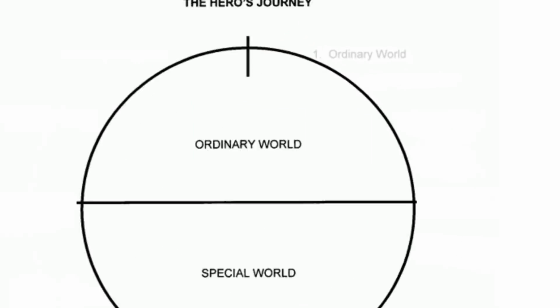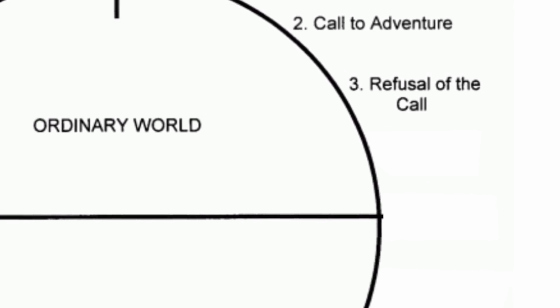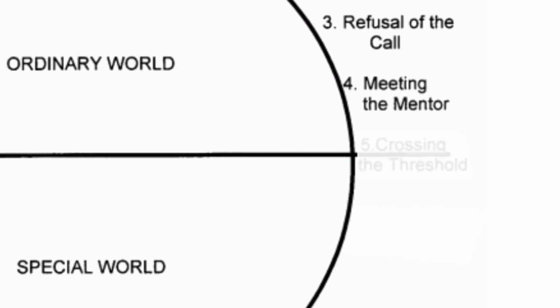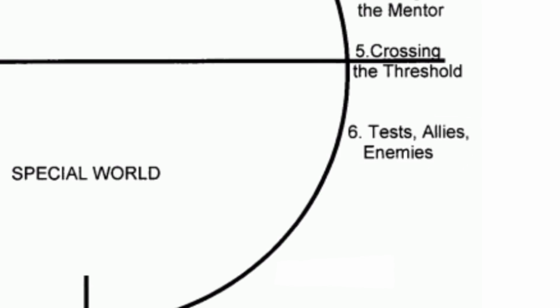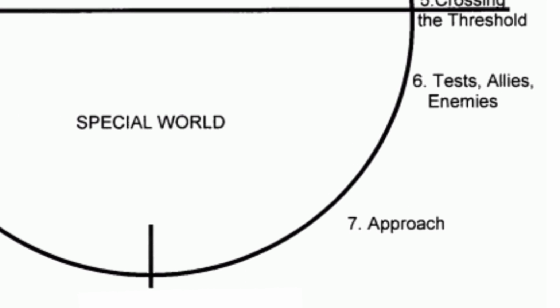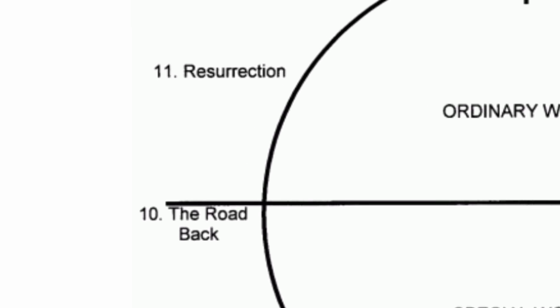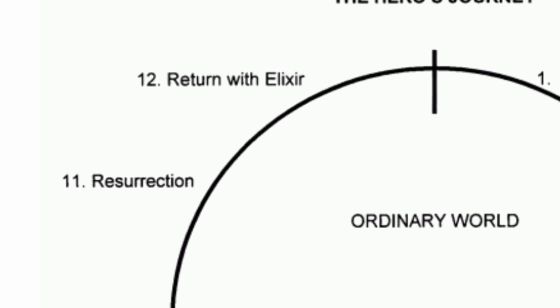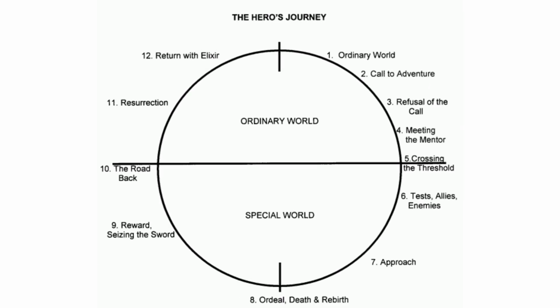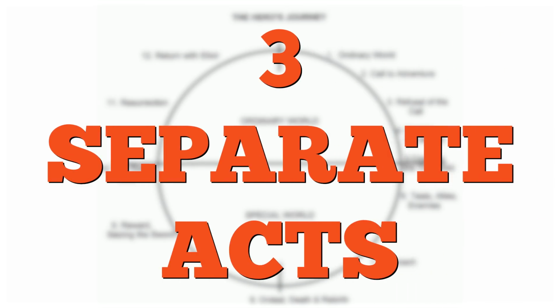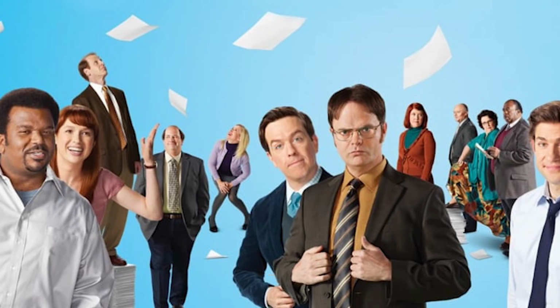These steps would be Ordinary World, Call to Adventure, Refusal of the Call, Meeting with the Mentor, Crossing the First Threshold, Tests, Allies and Enemies, Approach to the Innermost Cave, The Ordeal, Reward, The Road Back, The Resurrection, and The Return with the Elixir. These steps can also be organized into 3 separate acts. So let's go through the series and see how Dwight matches up.